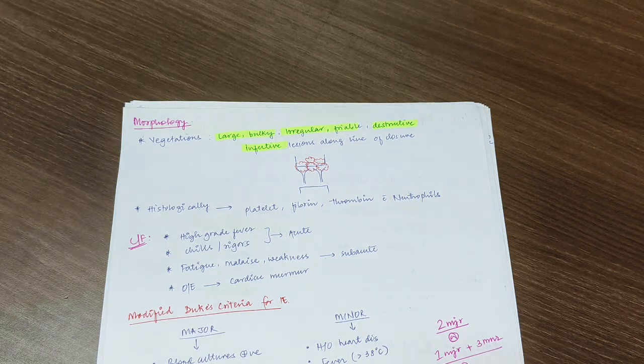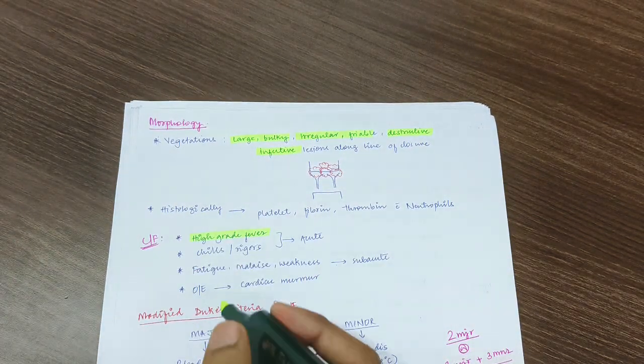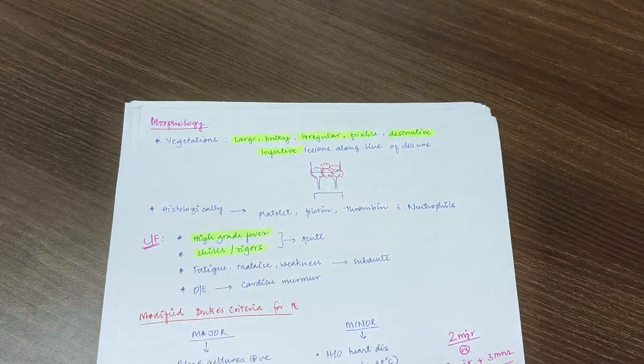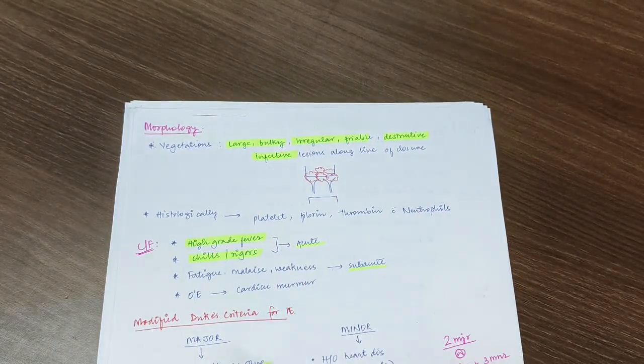So what are the clinical features? Basically, you are going to see high grade fever, chills or rigors in case of acute. Whereas in subacute, there are no specific symptoms. There are only fatigue, malaise, weakness. All these things are seen. On examination, you are going to see the cardiac murmur.